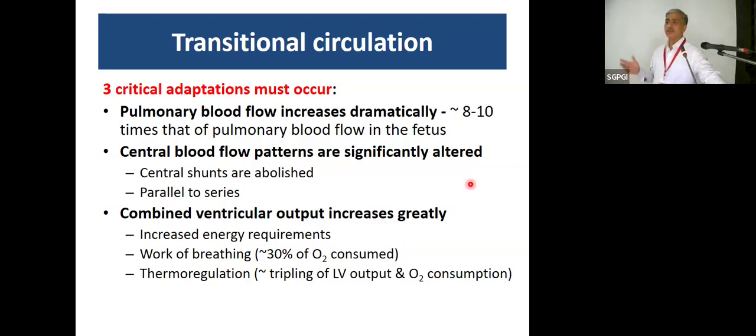So the three things: first, the increase in the pulmonary vasculature, because now the lung has to act like a gas exchange unit. Second, all the shunting has to get closed so that the circulation moves from parallel to series, and the pumping has to happen into the systemic circulation. And for that, we need increased cardiac output from the left ventricle, so that the additional requirement is also met. We'll be seeing these three things one by one slowly.